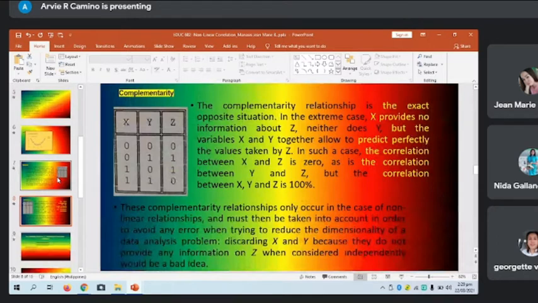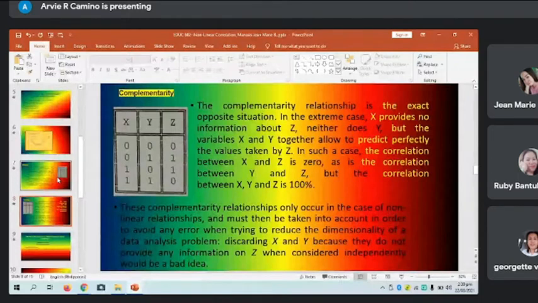So we use this complementarity and redundancy in nonlinear correlation, and must take them into account in order to avoid any error when trying to reduce the dimensionality of a data analysis problem. Discarding x and y because they do not provide any information on z when considered independently would be a bad idea. So I have here two possible measures of multivariate nonlinear correlation. First is the symmetric measure and second is the asymmetric measure.